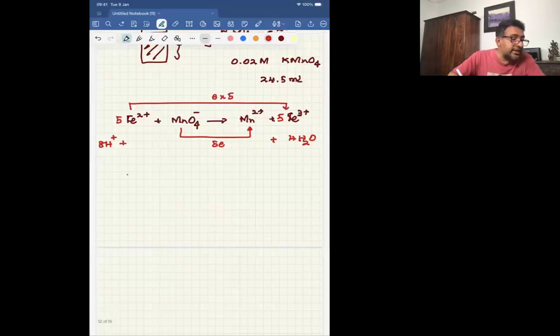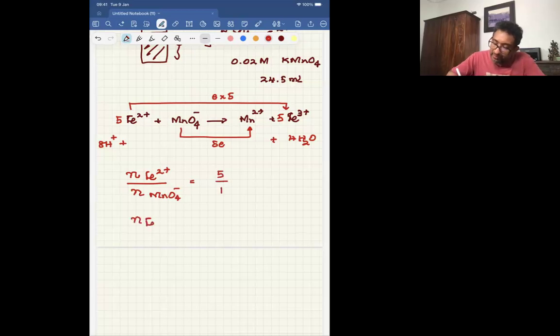So what is the next one? Calculate the percentage by mass of Fe plus 2 in this sand. The ratio of moles of Fe plus 2 to moles of permanganate is 5 to 1. Number of moles of Fe plus 2 is 5 times 0.02 times 24.5 times 10 to the power minus 3, which is equal to 2.45 times 10 to the power minus 3 moles.